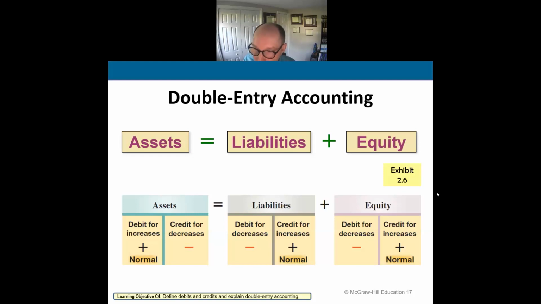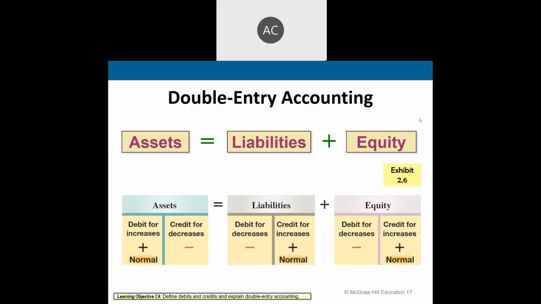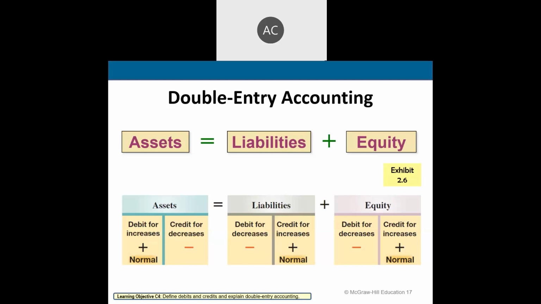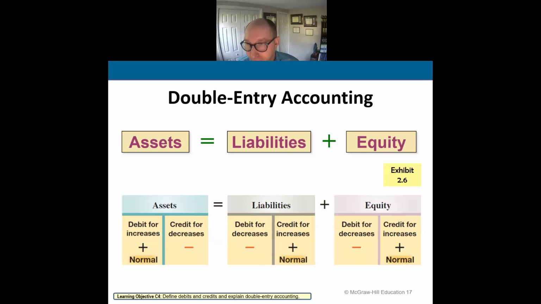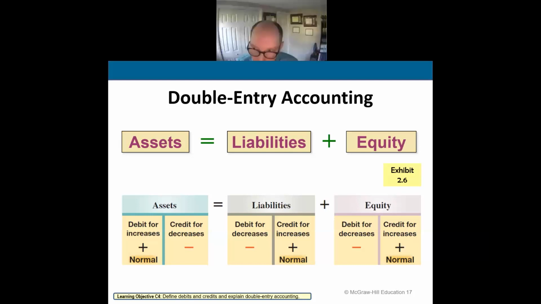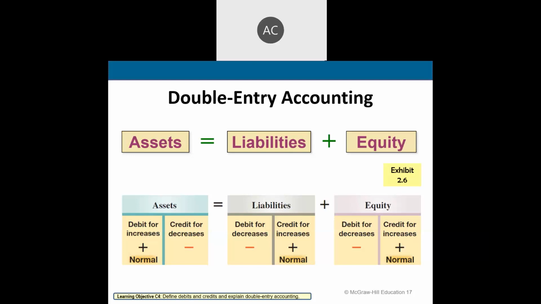Professor, I'm a little bit confused. Okay, tell me, where are you confused? About the liabilities, I thought when you want to decrease liabilities, you have to debit, right? That's correct, yep. It's actually the same thing here too. Debit for decrease and credit for increase, for liabilities and equity. And it's the opposite for assets. That's why it's on the other side of the equal sign. Okay, got it. Good question.